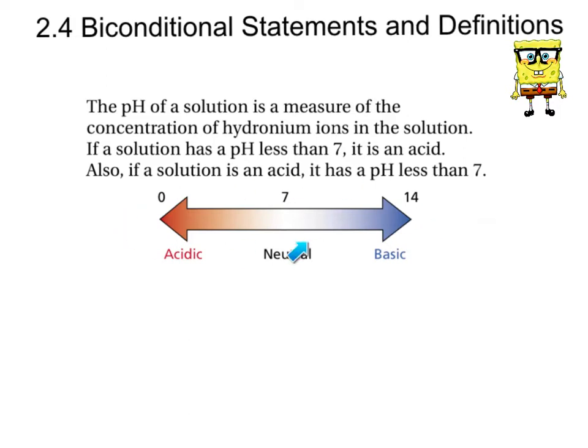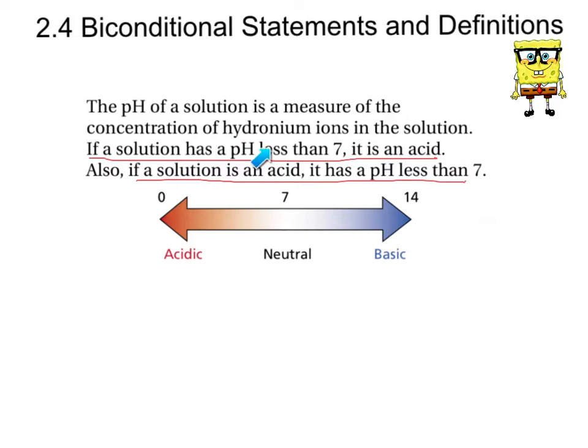So, here's your chart on 0 to 14, acidic to basic. Now, we're going to just read these sentences here. The pH of a solution is a measure of the concentration of hydronium ions in the solution. So here's our first part. If a solution has a pH less than 7, it is acidic. So now I'm going to reverse it. If the solution is acidic, it has a pH less than 7. Notice that either way you write it, it's still true.